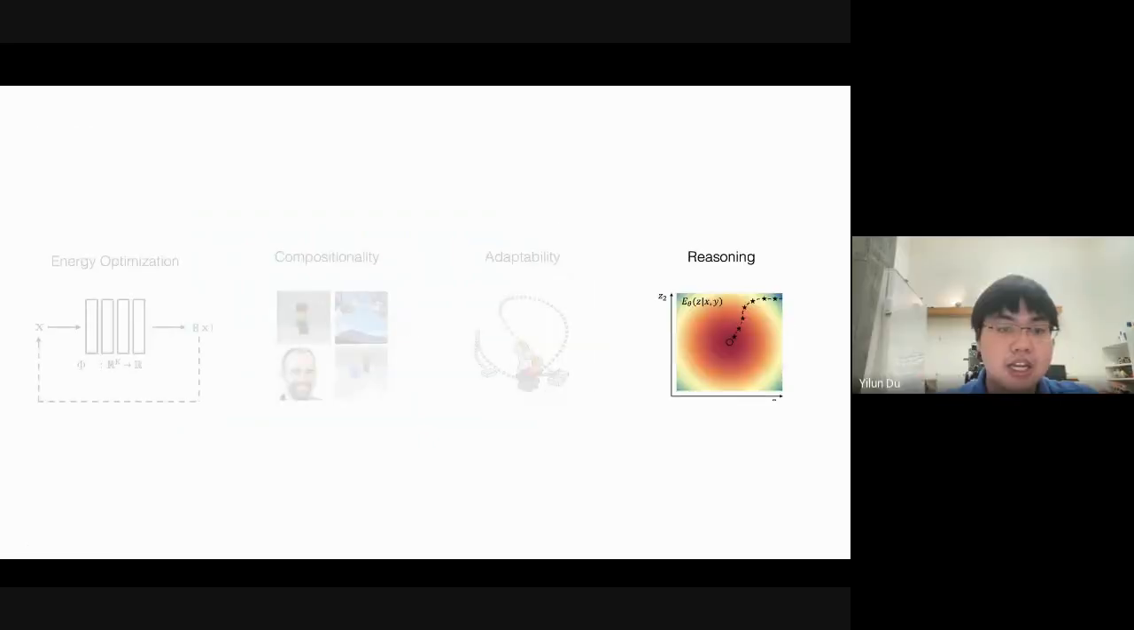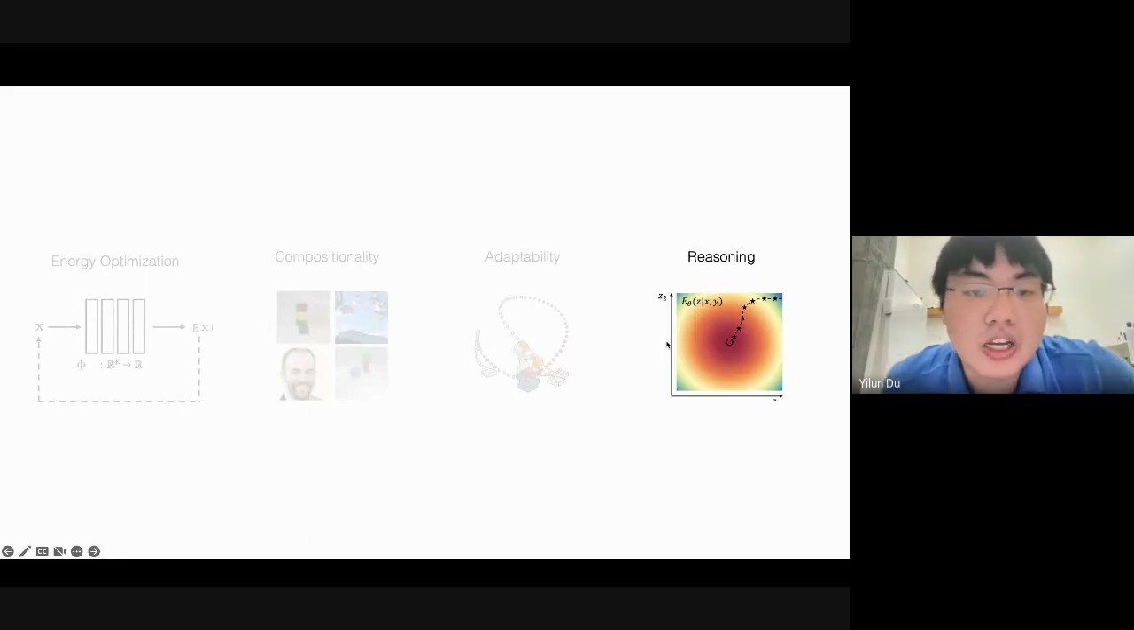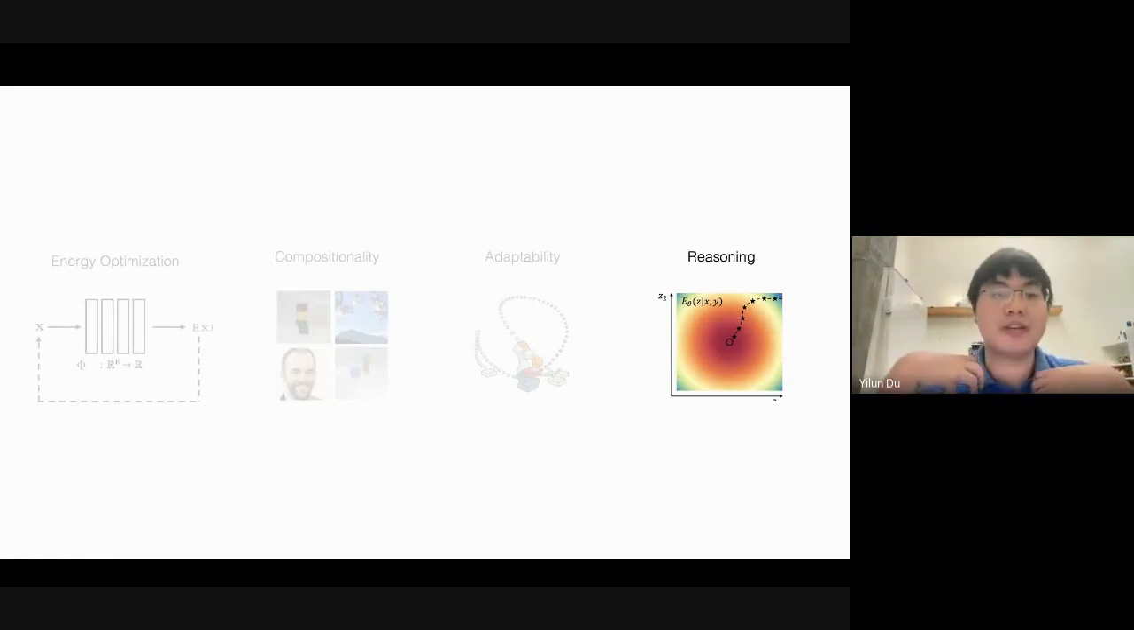Okay, cool. So that's the second portion. The final portion I'll talk about in terms of energy optimization is this idea that you can actually use this energy optimization procedure to do reasoning. So what does that mean? When I talk about reasoning, let's say I have some addition problem, or some matrix multiplication problem. I want to find the final answer for this problem.